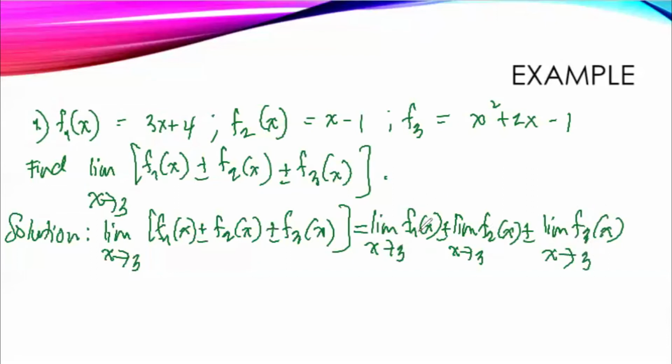Since we know what f sub 1 is, we just simply substitute. So we write the solution step by step. All we have to do is just follow the formula. So what is the limit of f sub 1 of x as x approaches 3? We don't know yet, right? So all we have to do is get the limit of f sub 1 of x first as x approaches 3. So we just simply substitute the function f sub 1. So limit, what is f sub 1? 3x plus 4 as x approaches 3.